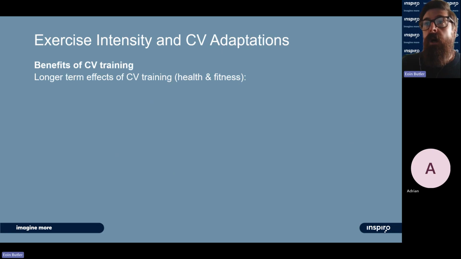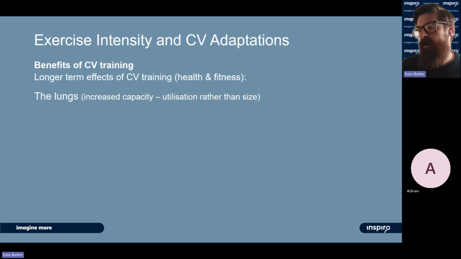When we look at the long term then, the lungs, we get increased capacity. So we use more of the lungs, they don't get bigger in size. We think about the lungs as two kind of air sacs, two balloons. We're going to be able to fill them more. They're not going to get bigger. The lungs are not muscles.